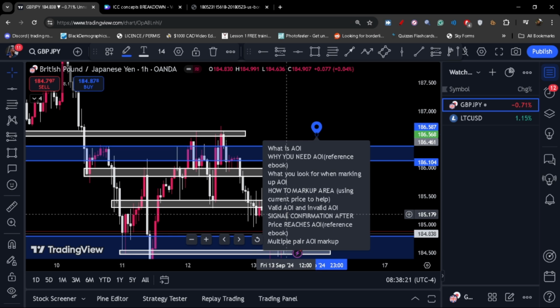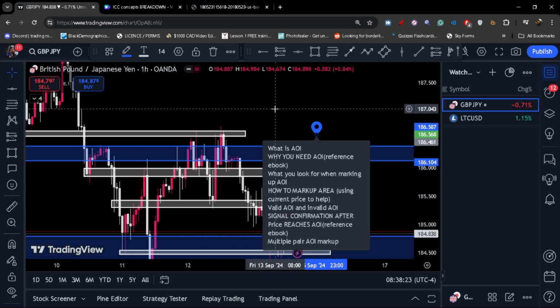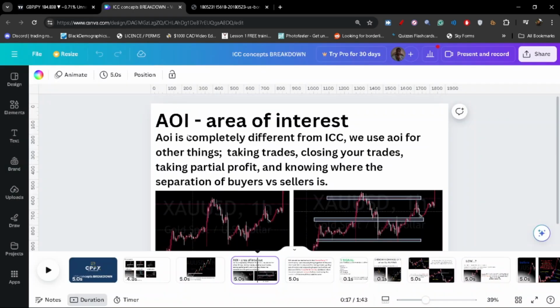So what is an area of interest? It's very simple guys. An area of interest is basically the separation between buyers and sellers. That is how I look at it, right? So an area of interest is basically where we take our trades, where we close our trades, and where we know the separation between buyers and sellers.